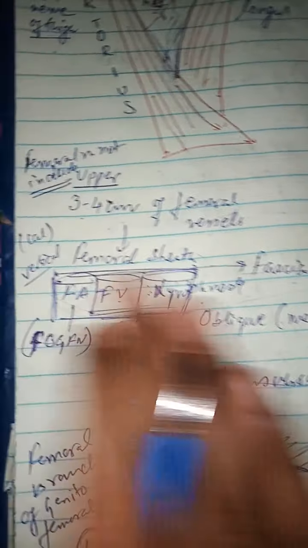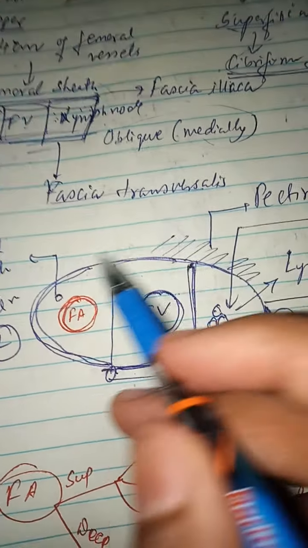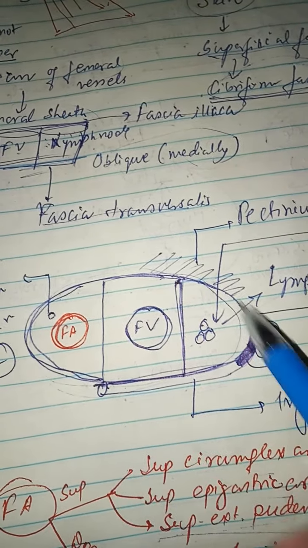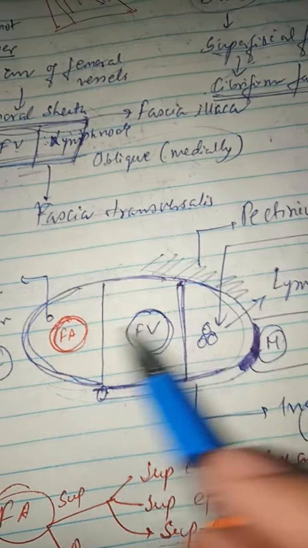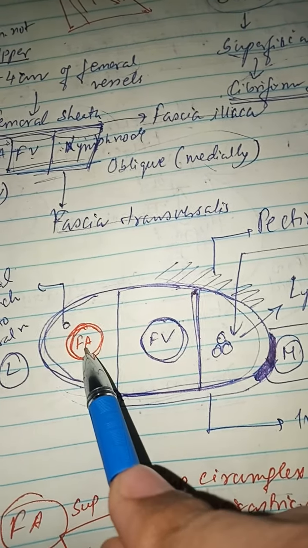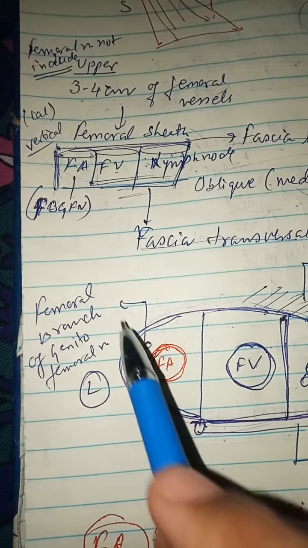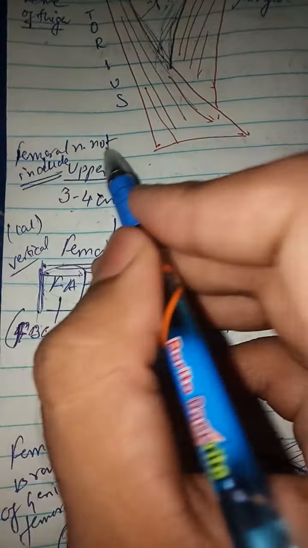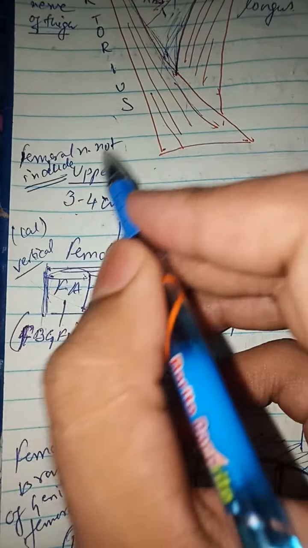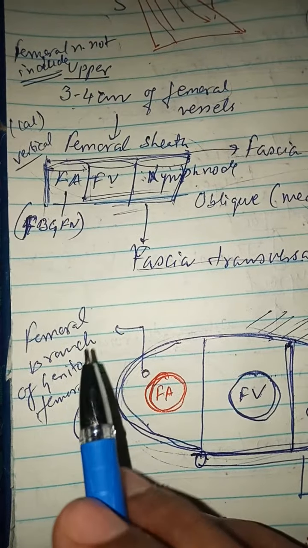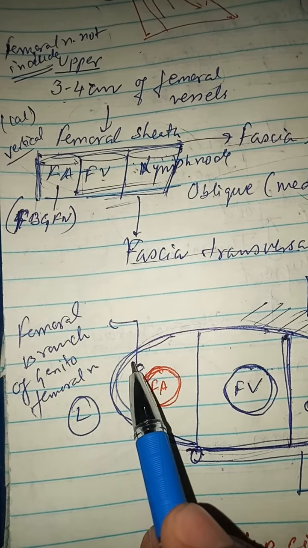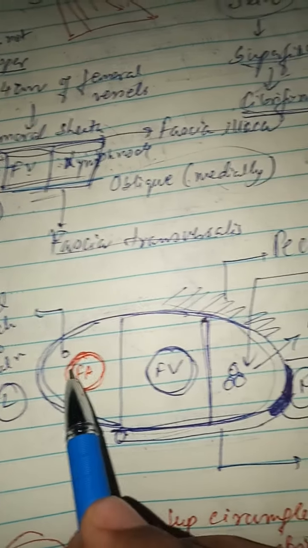If we take a transverse section, it will be like this. So this is the femoral sheath, which contains the femoral artery in the most lateral compartment, along with the femoral branch of the genitofemoral nerve. Remember, the femoral nerve is not a component of the femoral sheath. So in the lateral compartment there is the femoral artery and the femoral branch of the genitofemoral nerve accompanying the artery.